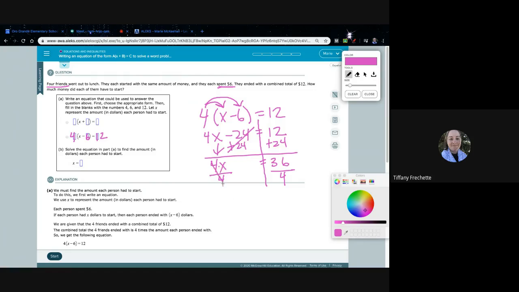So 4 divided by 4 becomes 1. Any number divided by itself becomes 1. And then x drops down by itself, which is exactly what we wanted. And then we have 36 divided by 4.